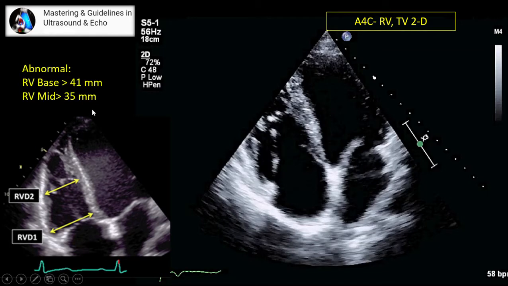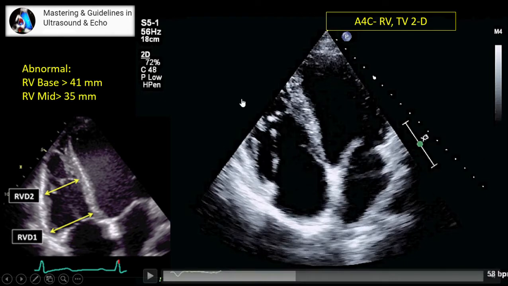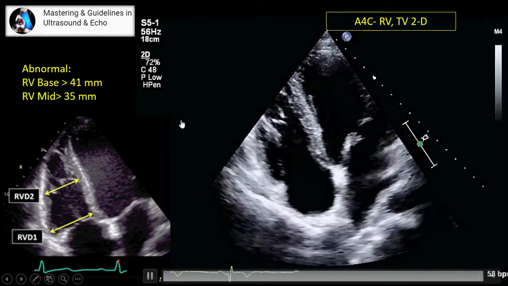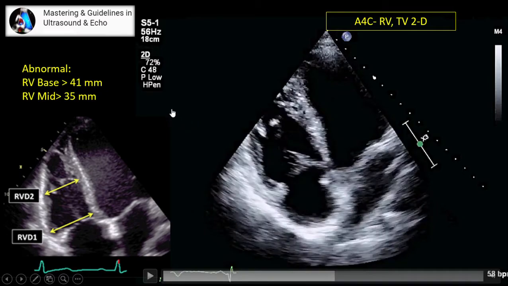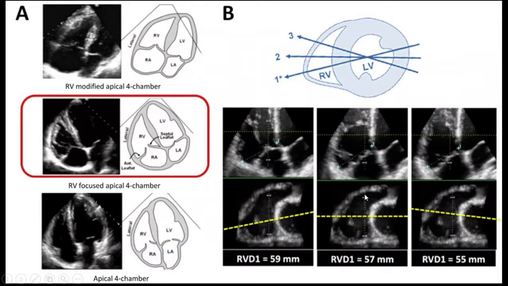If the basal is more than 41 or mid is more than 35, it is abnormal. There is some point I like to mention about measuring right ventricular dimension. The right ventricle is not actually completely symmetric crescentic, it is a little asymmetric in cross section.